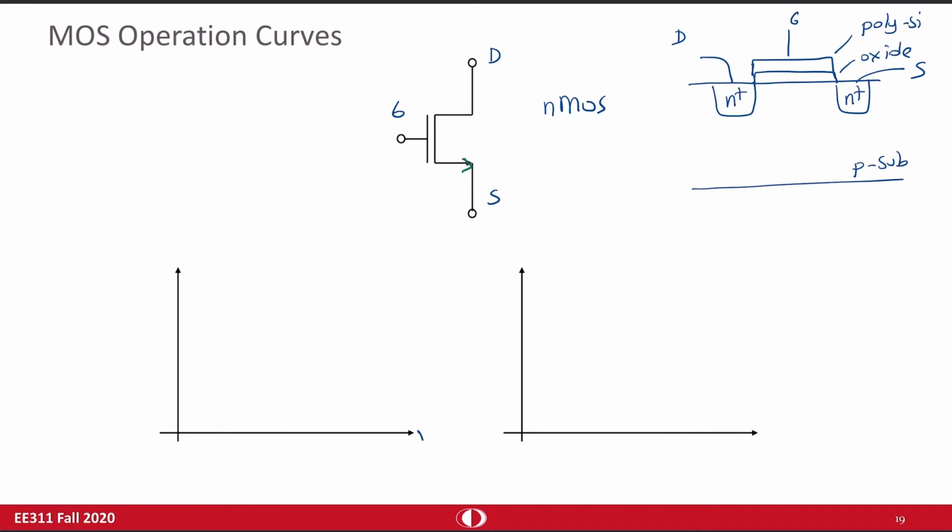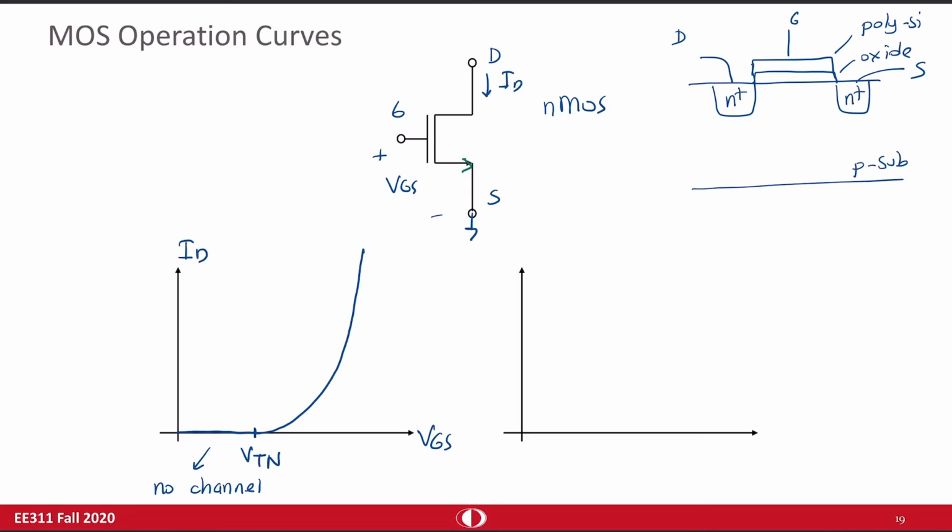So if you want to draw ID versus VGS, we will have such a characteristic. Let's say this is the threshold voltage. No current passes until you reach that threshold voltage because no channel is formed. The channel is formed when you reach the threshold potential, and after that there is this curve. As you keep increasing the channel, the current increases more and more.